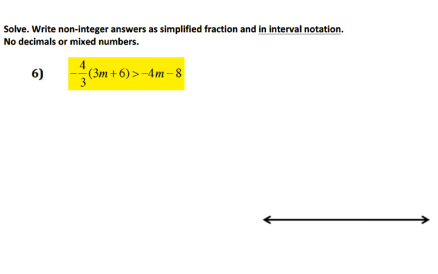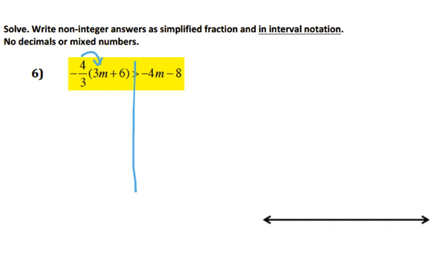Number 6, negative 4 thirds times 3m plus 6 is greater than negative 4m minus 8. Draw our line down from our inequality. Now we're going to distribute this negative 4 thirds into the parentheses, so negative 4 thirds times 3m.